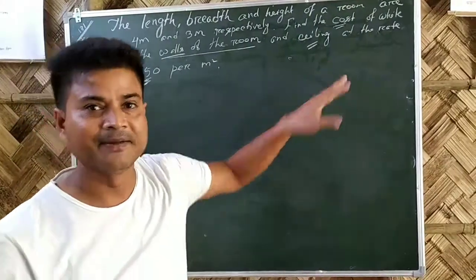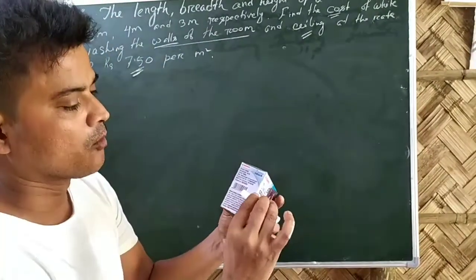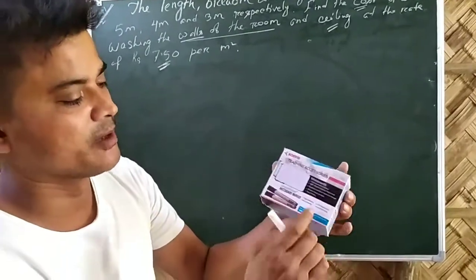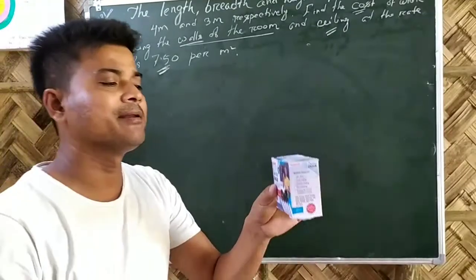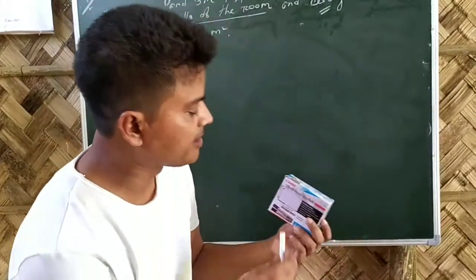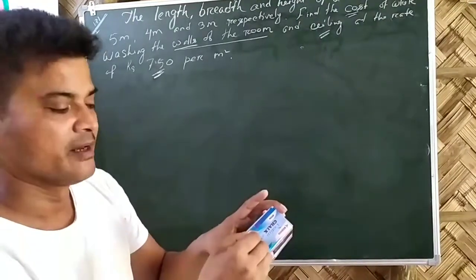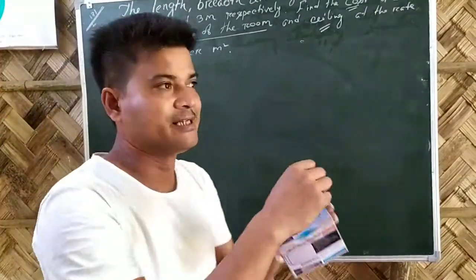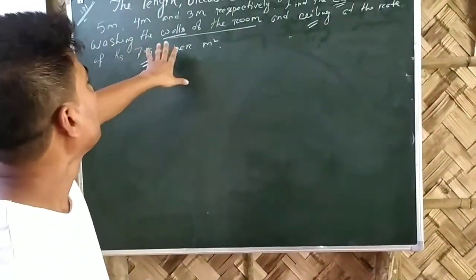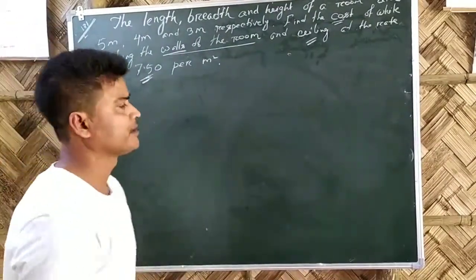and ceiling only. That means, let's assume that this is a room. We need to calculate the 4 walls. We know that one room will have 4 walls, that is this one, and this one, and the ceiling. We can presume that this is a ceiling. So we need to find out the area of the 4 walls as well as the ceiling. If you calculate the area of this room, which is to be whitewashed at the rate of 7.5 per meter square, then you can easily calculate the total cost.